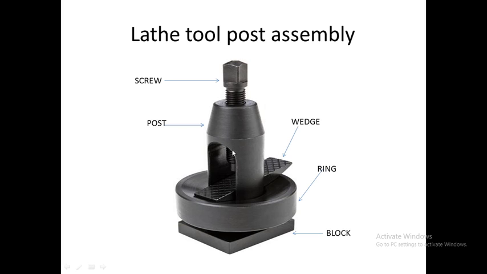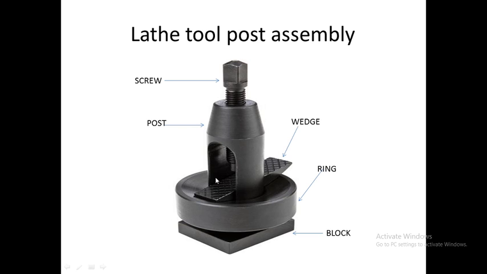Now screw is inserted inside the post. For inserting the screw inside the post, we have internal threading which is performed inside the post. So there is internal threading present inside the post and the screw will be inserted from the top. Now the actual cutting tool is placed inside the post. That is, a slot is provided. You can see this slot. This slot is provided so that we can insert the cutting tool inside this. So cutting tool is placed inside the post.